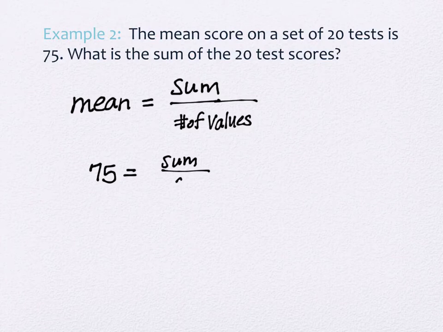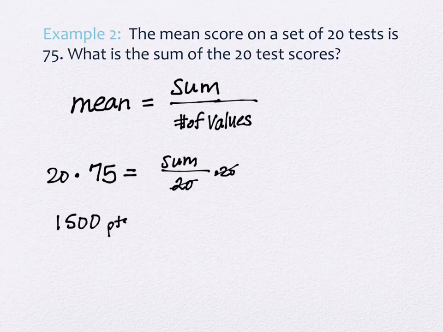And our number of values is 20. And it should make sense that if on average the test scores were 75, and I want to know what the total number of scores are, what I really need to do is just multiply the test score, 75, times the number of test scores, which was 20. And if you multiply 20 times 75, you'll get, wow, that was not a good number, 1,500 points. That's my sum.